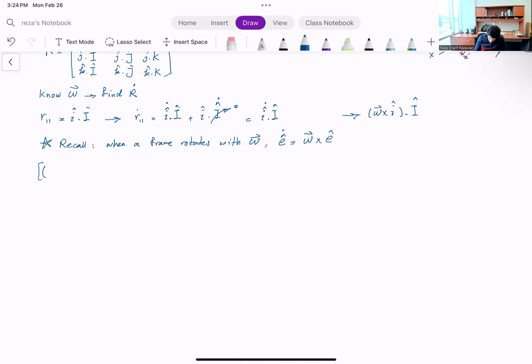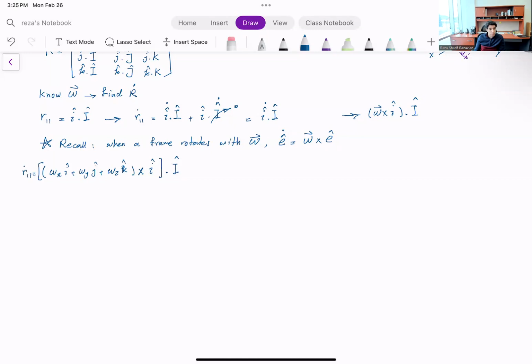Let me put it this way. Omega is omega x i plus omega y j plus omega z k, little k. This one is being crossed with I, and the whole thing is dotted with big I. So I'm going to write it R11 dot equals this.